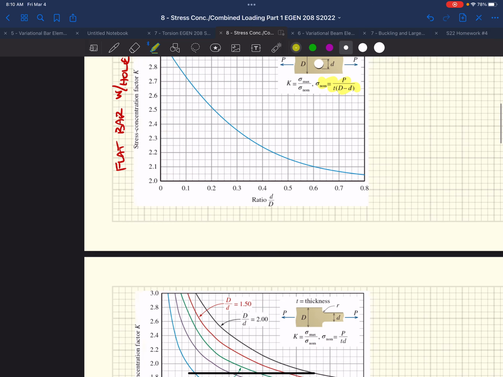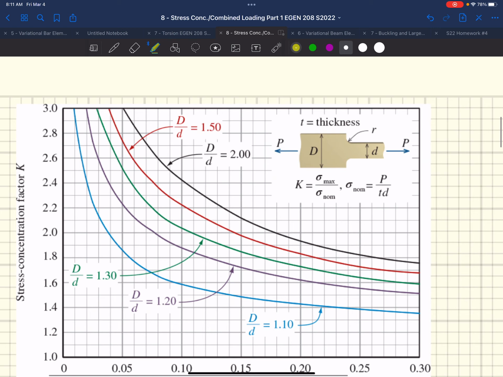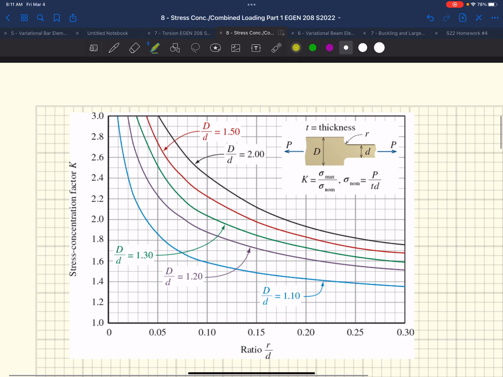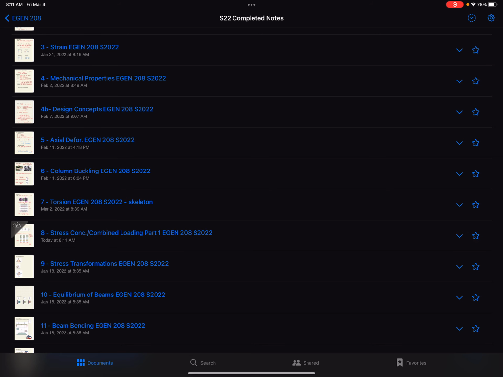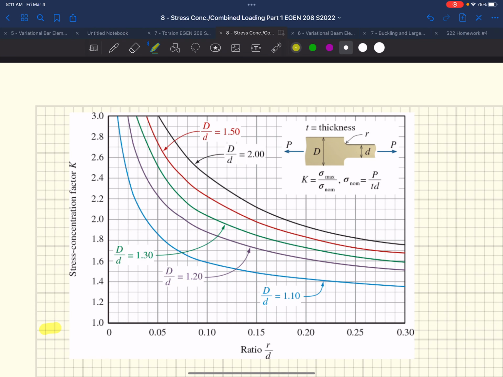The last one here is for our shouldered fillets, all right, or flat bar with fillets. So flat bar with fillets, right?